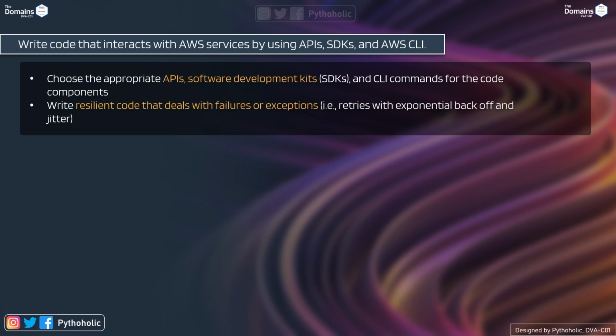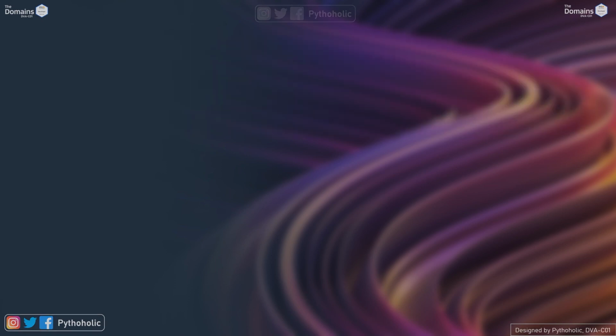And write resilient code that deals with failures or exceptions. For example, it can retry with exponential backoff and jitter. So once it fails, it actually retries. And this is basically about the APIs and SDKs and the command line interface that we are going to make use of. In this course, we will be using Python 3, that is the Boto3 module that I've already told you. We'll also make use of Terraform and CloudFormation as our development toolkit.